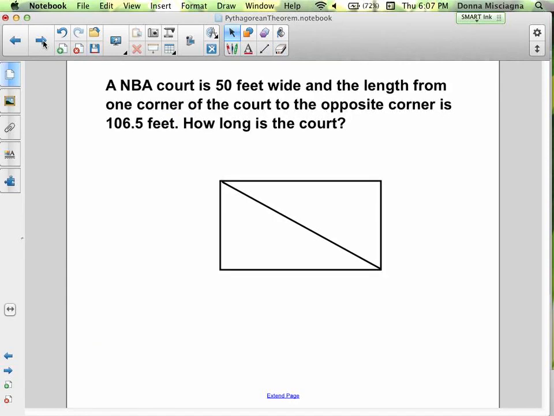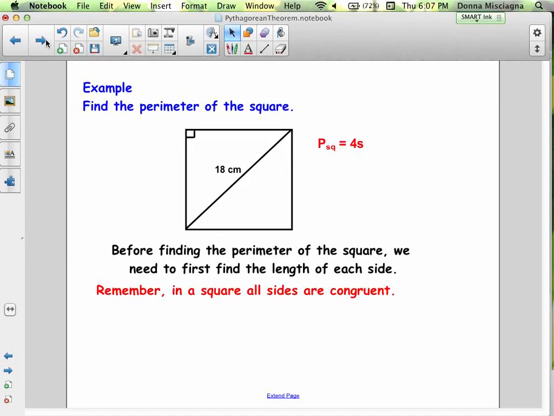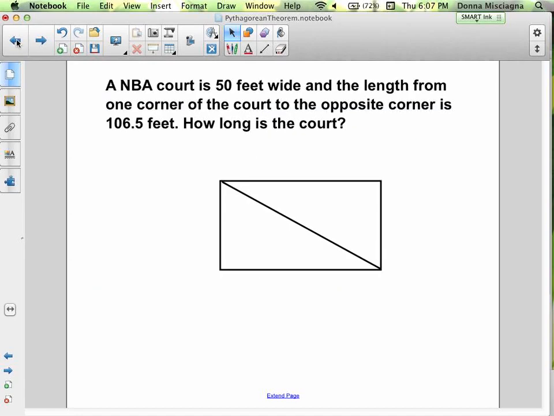So an NBA court is 50 feet wide, and the length of one corner of the court to the opposite corner is 106.5 feet. How long is the court? Let's do this one as our last problem on the podcast, and I'll pick up in class on Tuesday. All right, so if it's 50 feet wide, here's our little court. We'll just call this one the width, and this one the length.